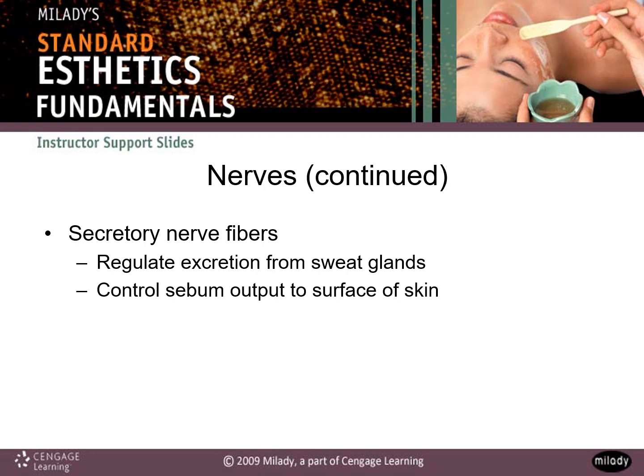We're going to continue talking about nerves. So you have your secretory nerve fibers. These help to regulate excretion from your sweat glands. They also help to control sebum output to the surface of the skin.